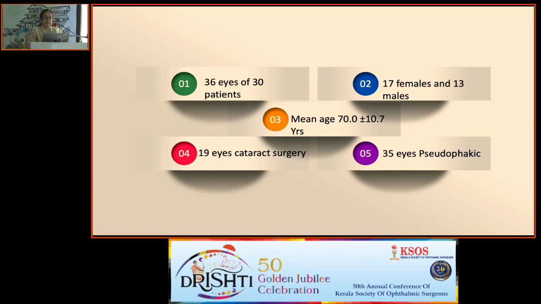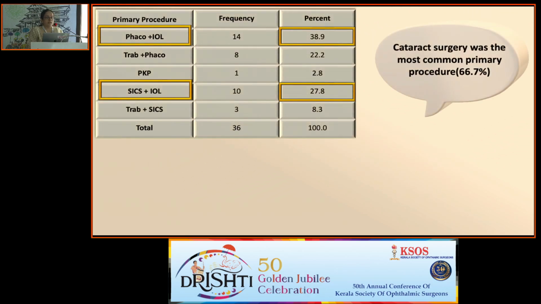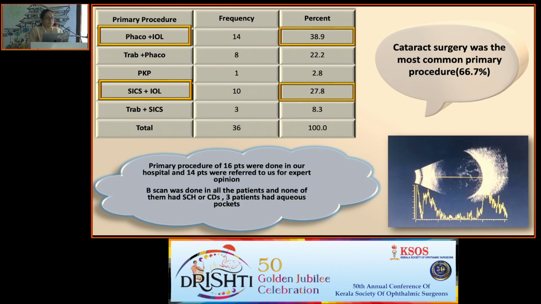17 were females, 13 were male. Mean age of 70 plus or minus 10. 19 underwent cataract surgery, 35 eyes were pseudophakic and 1 was aphakic. Cataract surgery was the most common primary procedure, occurring in 66.7%. Primary procedure of 16 patients were done in our hospital. 14 patients were referred to us for expert opinion.